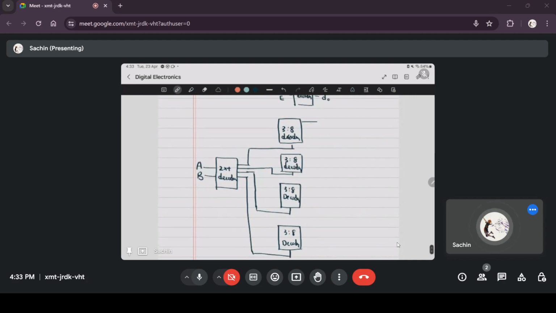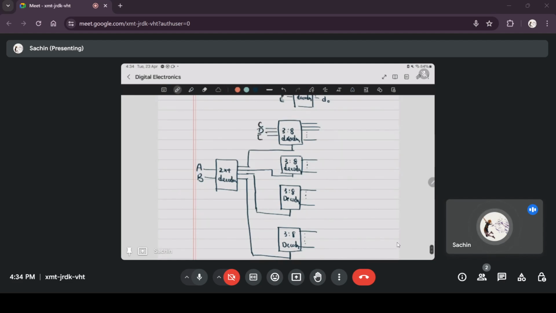Each of which has 8 output lines. So if you have 4 3-to-8 decoders, you have 32 output lines, which is the number of lines that we actually needed. So at least that checks out. And each of these is a 3-to-8 decoder. To each of these you give the remaining bits CDE. So the inputs to each of these is the same CDE.